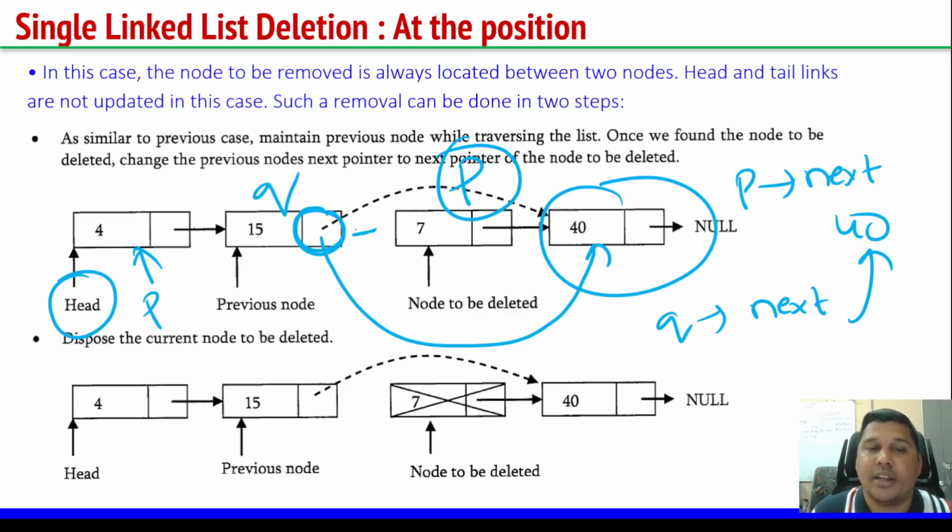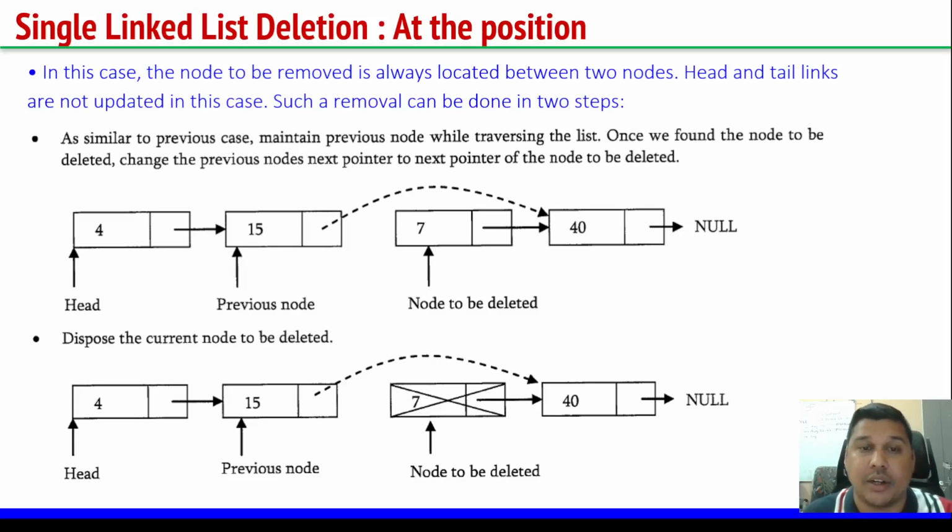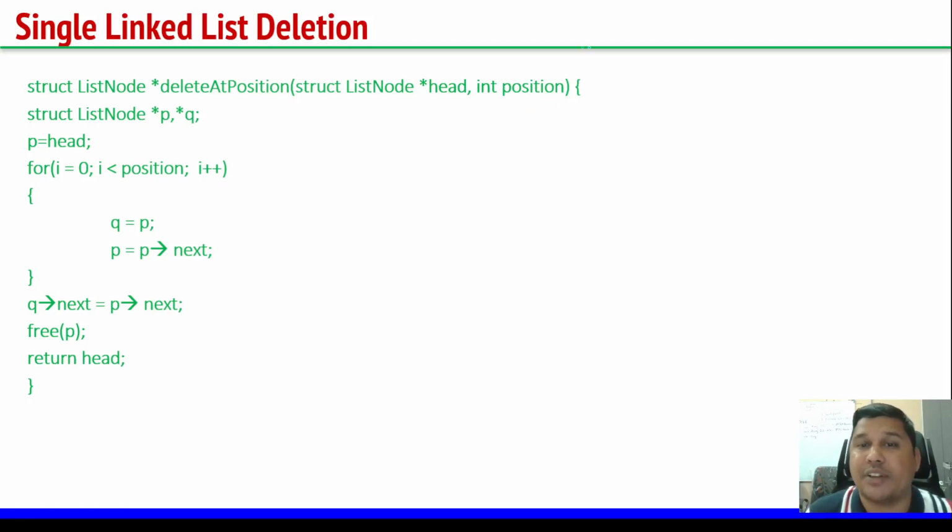This chain is broken, this new chain is formed, then you free this P, you write free of P, this node will be deleted. Okay. Let us see the code of how we do that. I think you remember that we always need a position. Why do we need a position? Because the topic itself is deleting an element at some position, so that should be given as an input for us. So, as usual, head and position are given.